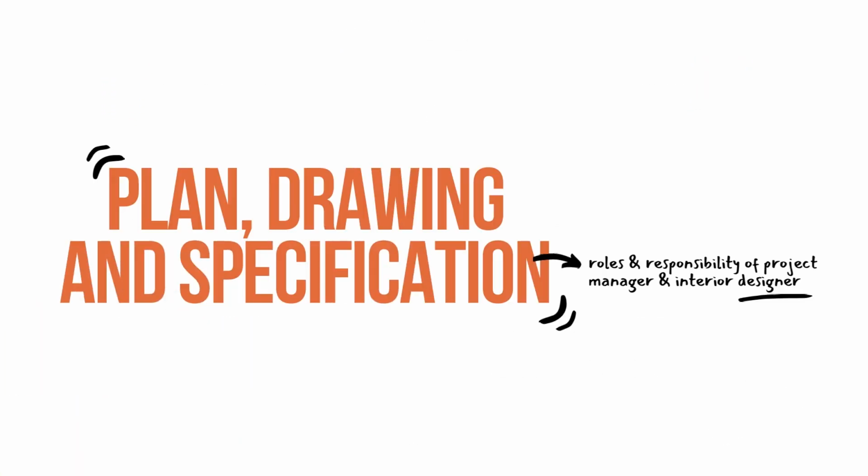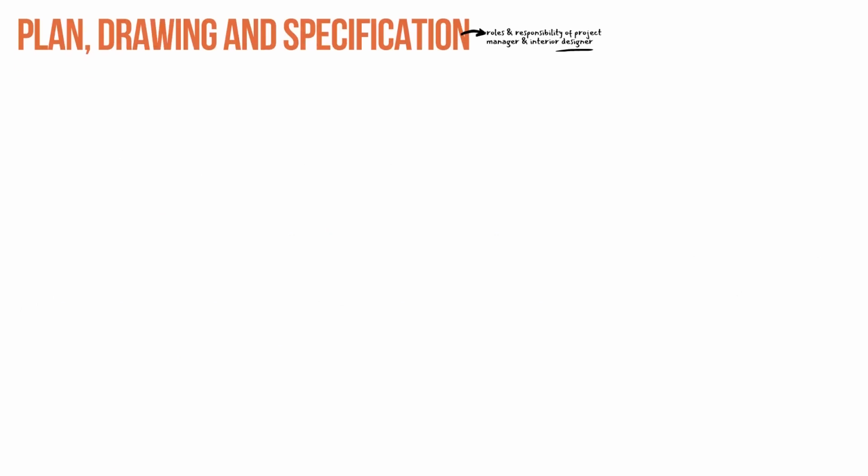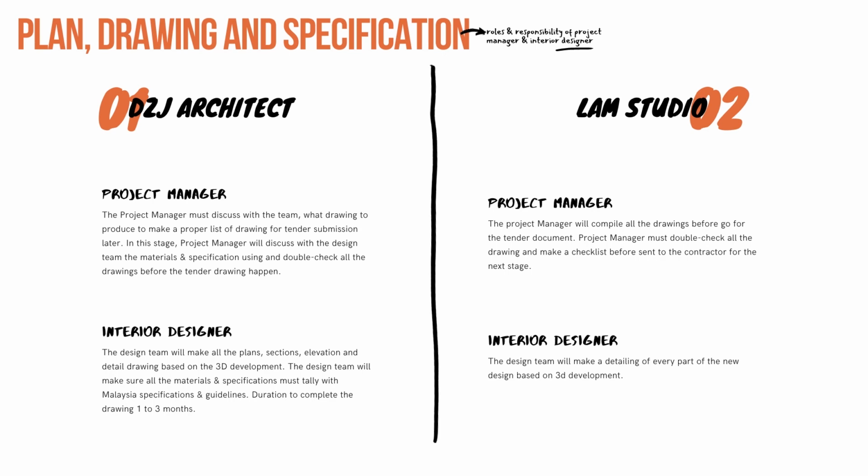Roles and responsibility of project manager and interior designer in plan, drawing and specification. Plan, drawing and specification for the ZJ architect. The project manager must discuss with the team what drawing to produce to make a proper list of drawing for tender submission letter. In this stage, project manager will discuss with the design team the materials and specification using and double check all the drawings before the tender drawing happen.